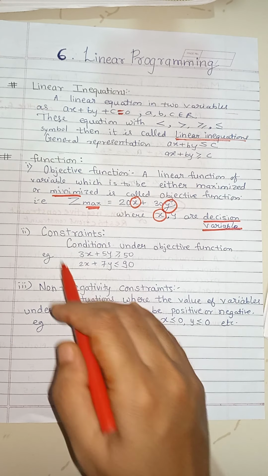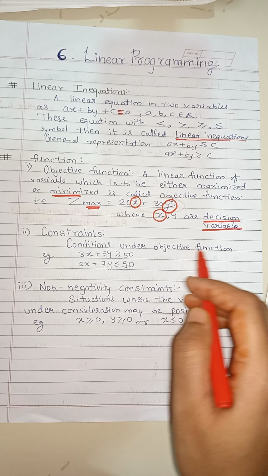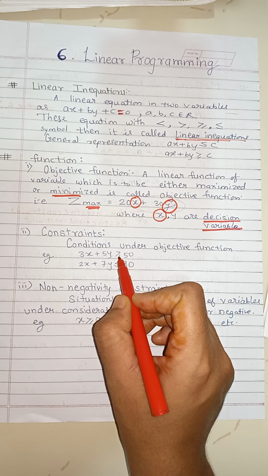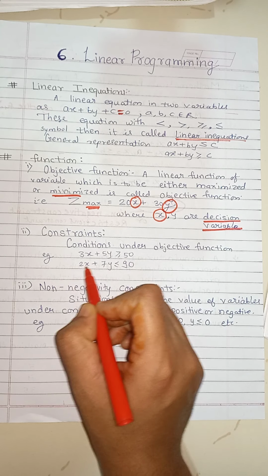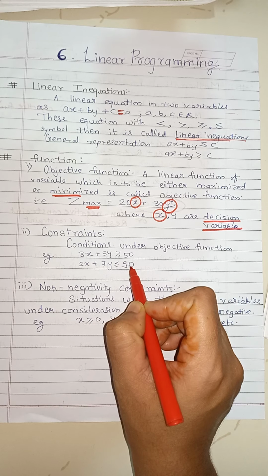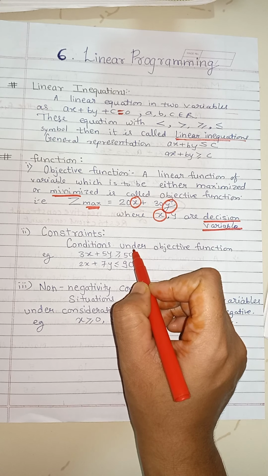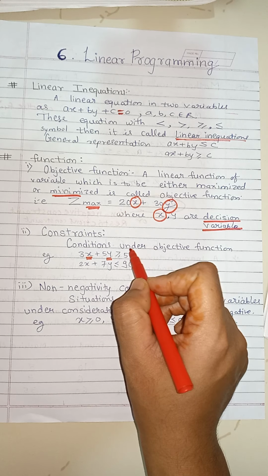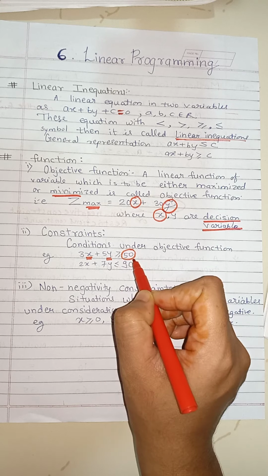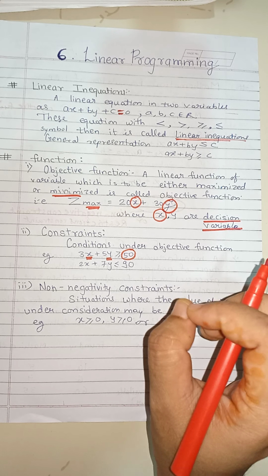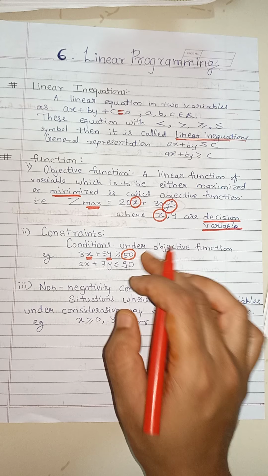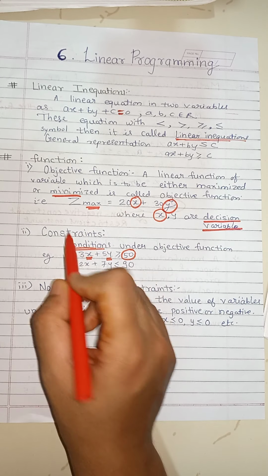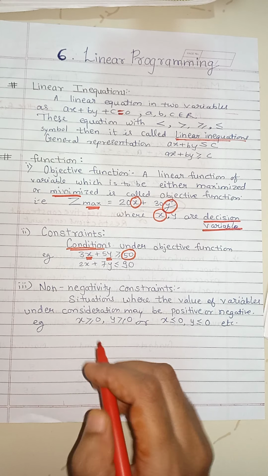Now the next point is a constraint. A condition under the objective function is called a constraint. For example, 3x plus 5y greater than or equal to 50, or 2x plus 7y less than or equal to 90. That means we have a condition that any material x or y can be completed in at least 50 hours, minutes, or whatever, but that given condition is called a constraint.